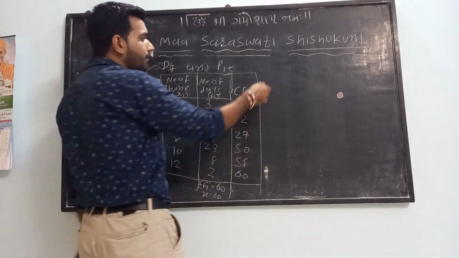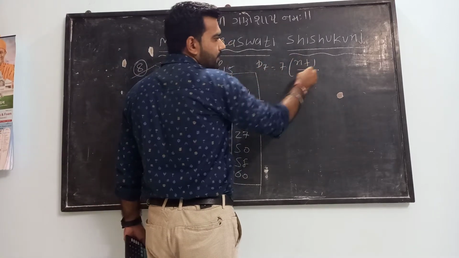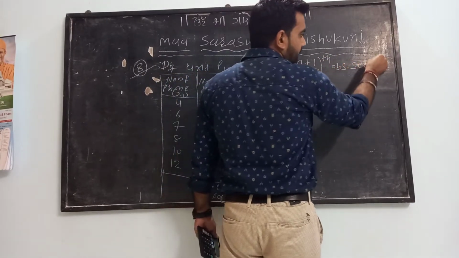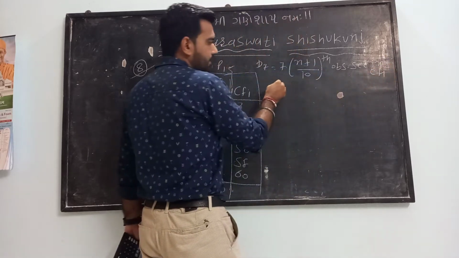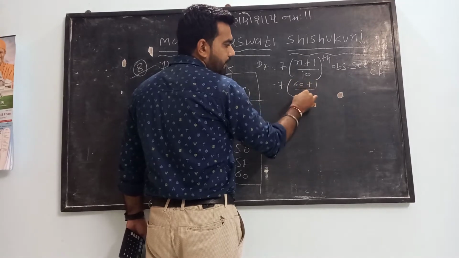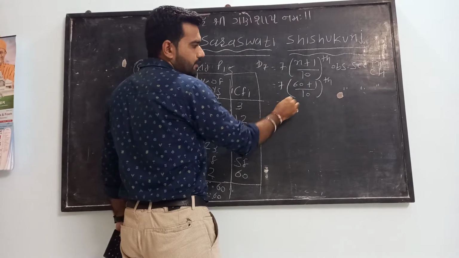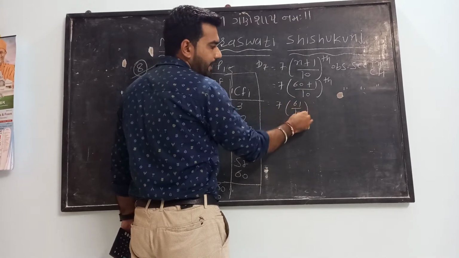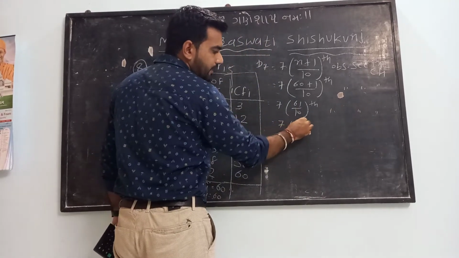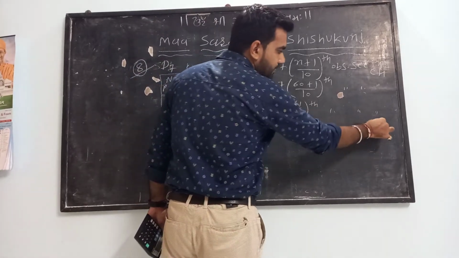Now D7. First, the D7 formula: 7 in bracket (n plus 1) by 10th observation, see in CFi. 7 in bracket n, how much? 60. 60 plus 1 divided by 10 observation, see in CFi. So 7 means 61 divided by 10, so 7 in bracket 6.1. 61 divided by 10 means 6.1, the observation see in CFi.